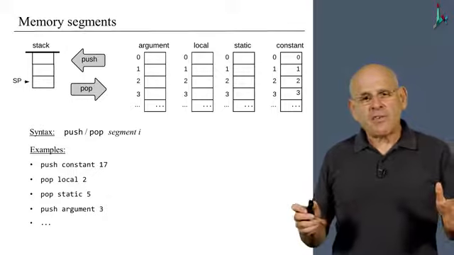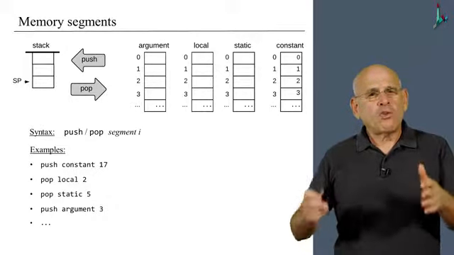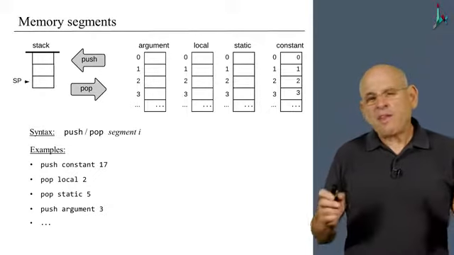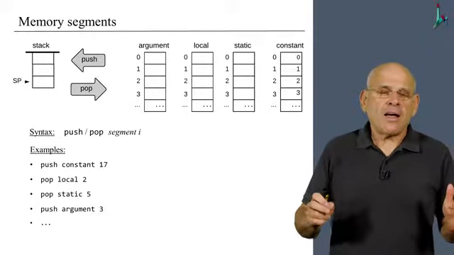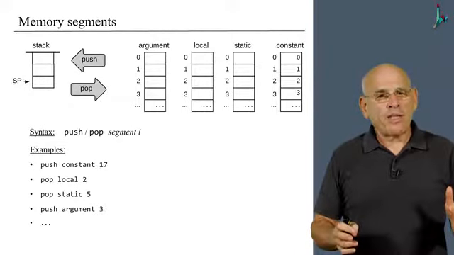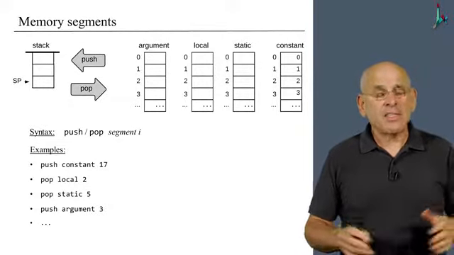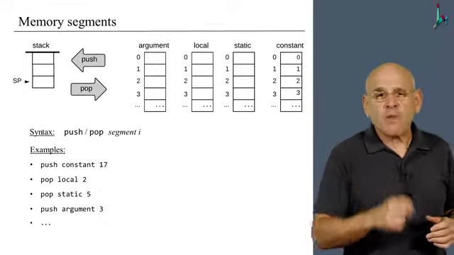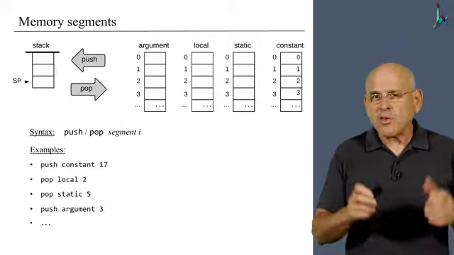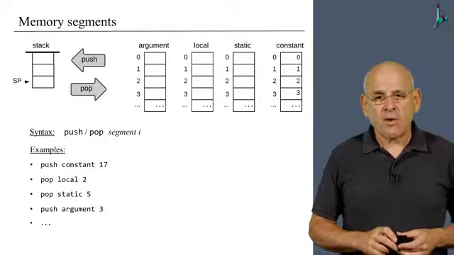Now you may ask yourself, why do we need push constant 17? Why can't we just say push 17? Well, we think it's nice that all the VM commands, all the push-pop commands, will have the same syntax, a consistent syntax, and this is a very small price to pay for this consistency. It also makes compilation easier, as we'll see down the road.